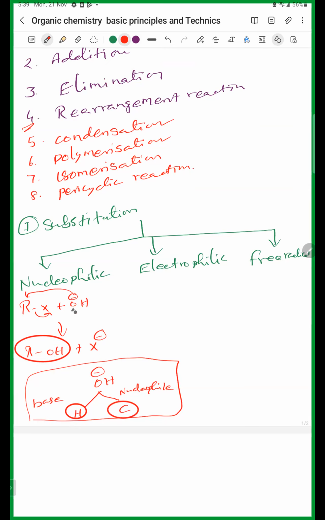Now you tell me, the alkyl can be an alkyl or higher alkyl, methyl, ethyl, propyl, anything. Then what is the OH minus? What is the meaning of OH minus?